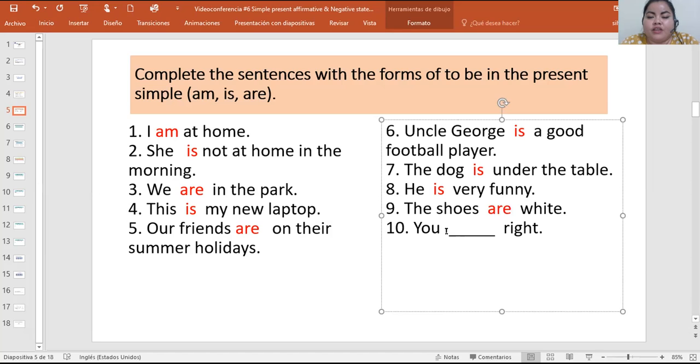And Flor, number 10. You are right. Yes, I know. Okay, very good. You are right. Very good. Do you understand all of these sentences? ¿Entendemos todas estas oraciones?